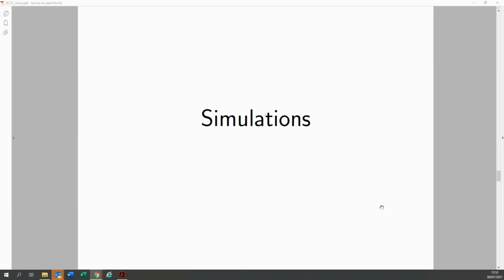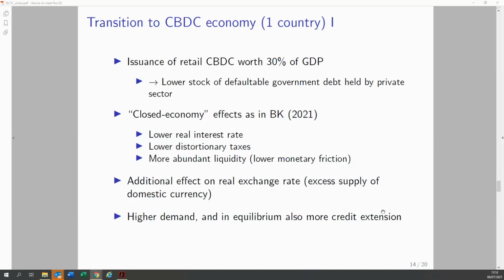The first thing that I'm going to show you is a transition to a CBDC economy where one country issues CBDCs worth 30% of GDP. The first thing that does is to lower the stock of defaultable government debt held by the private sector. And you have a series of effects that I call closed economy effects, so they're the effects that feature already in Bardier and Kumhof. You have a lower real interest rate, you have lower distortionary taxes because the government has to service a lower level of government debt. And moreover, you have more abundant liquidity, which lowers transaction costs and therefore boosts activity. On top of these three, in an open economy, you also have an additional effect on the real exchange rate.